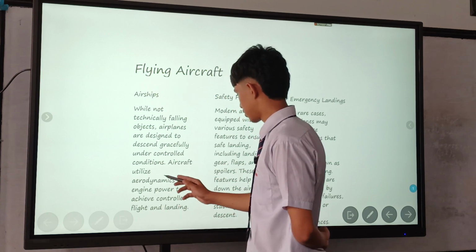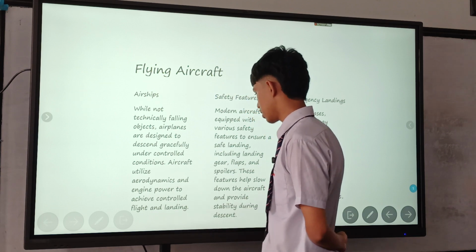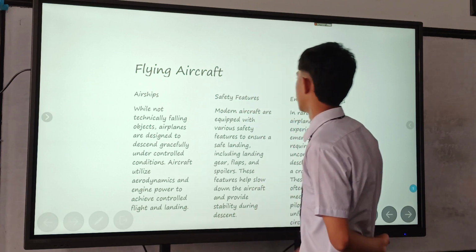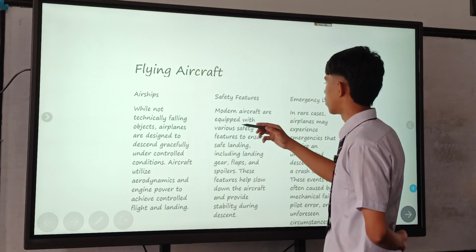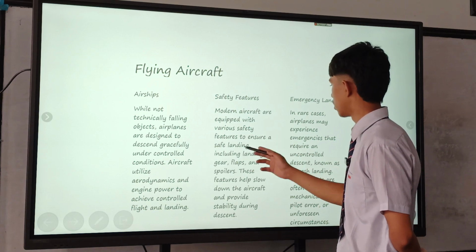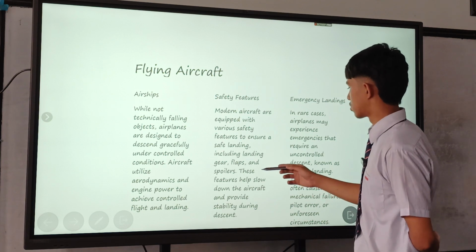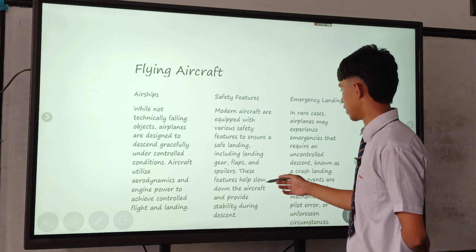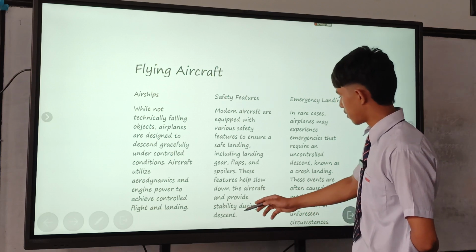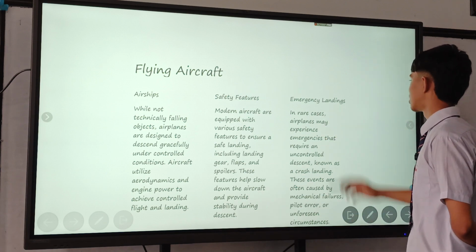Aircraft utilize aerodynamics and engine power to achieve controlled flight and landing. Safety features: modern aircraft are equipped with various safety features to ensure a safe landing, including landing gear, flaps, and spoilers. These features help slow down the aircraft and provide stability during descent and emergency landings.